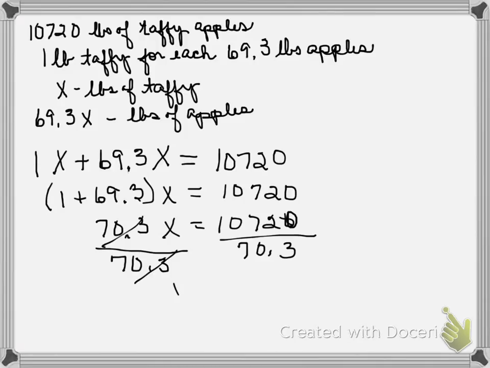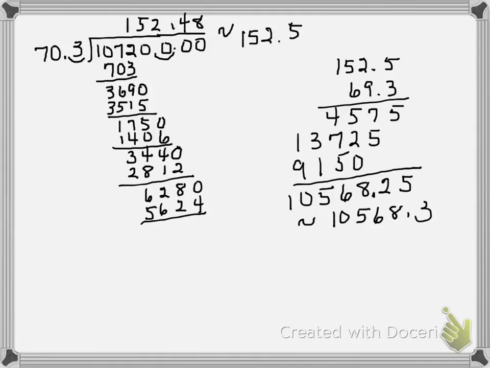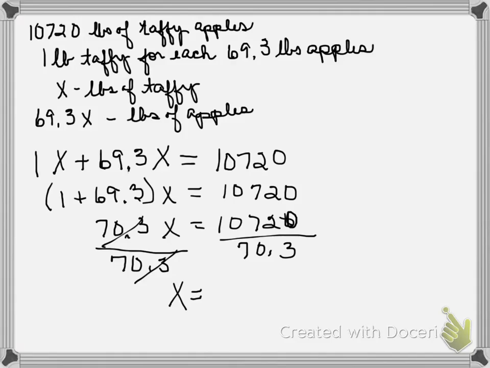It cancels on the left, and on the right we have x equals, and I'm going to go to the slide 2 so you see where I divided it. So 70.3 into 10,720 is 152.4 and change, and it told me to round to the nearest tenth. So I look at the 4 in the tenths place, and I look at the number to the right of it, which is the 8, which means I round up to 0.5. So x is 152.5 pounds.